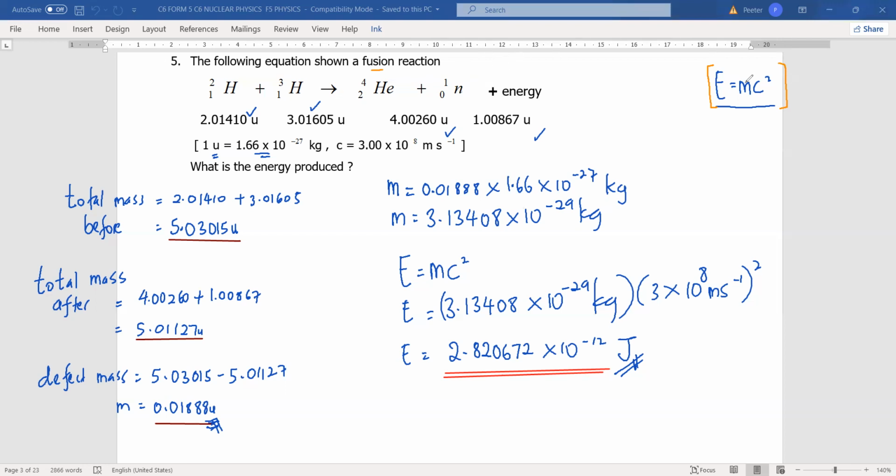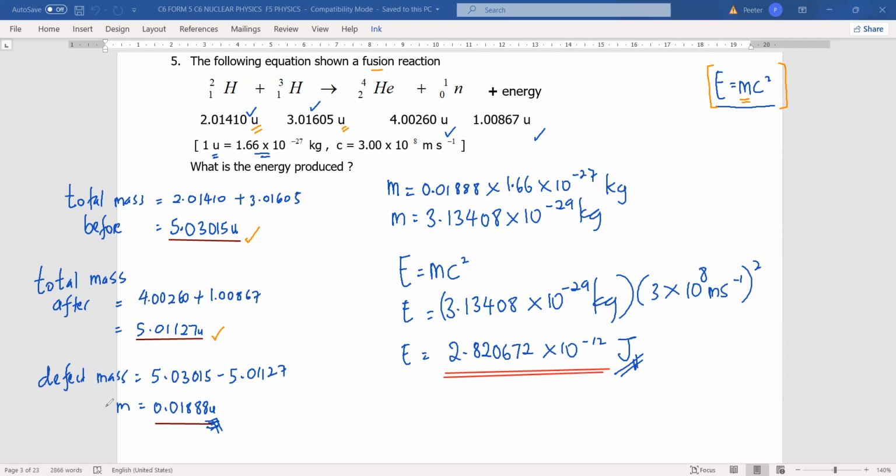So what we do, to use this formula E equals mc squared, you have to find the total mass before. Hydrogen 2 plus hydrogen 3, total mass before is this plus this. So you get 2.01410 plus 3.0165. This is the total mass before. The unit is atomic mass unit. It's not kg, it's not gram. Then the total mass after is 4.00260 plus 1.0867. The total mass after the fusion reaction is this.